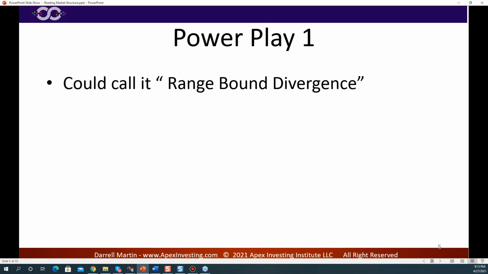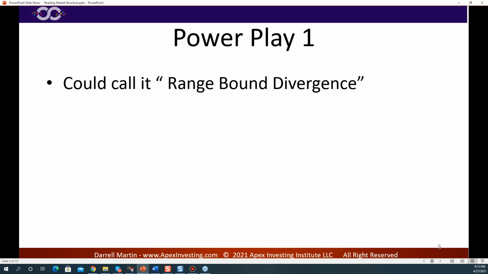Understood? So, power play 1. Okay? Power play 1 and 2. Let me just get this out of the way here. Power play 1 and 2 are both, one of them is a form of divergence, and one of them is a form of hidden divergence, you could say, but range-bound divergence.